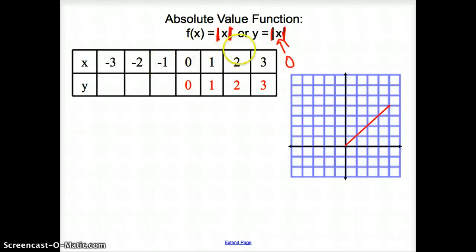Now, though, if we put negative 1 in for x, the absolute value of negative 1 is 1. The absolute value of negative 2 is 2. Absolute value of negative 3 is 3. So if we plot these points, negative 1, up 1, negative 2, up 2, negative 3, up 3. And now what kind of graph are we going to make? We are going to make a graph that looks like a V. For an absolute value function, we need a V.